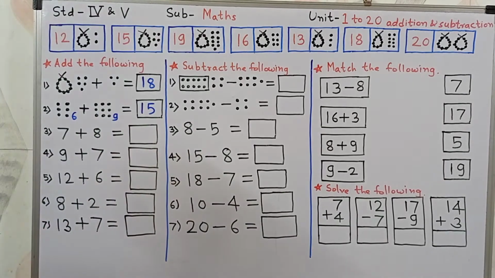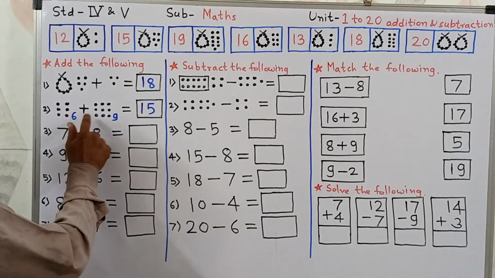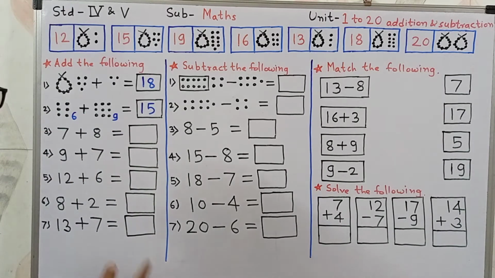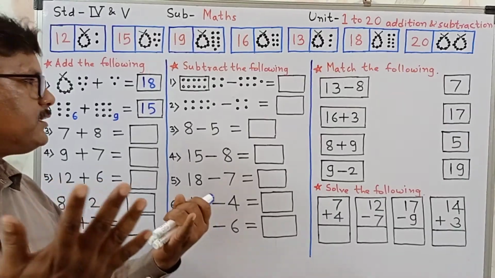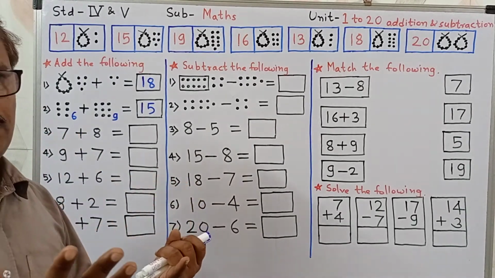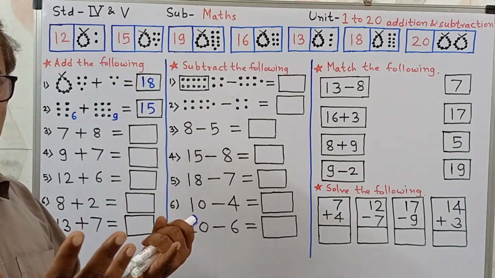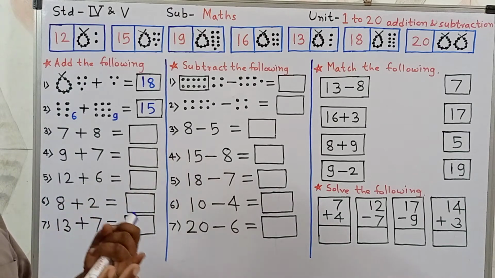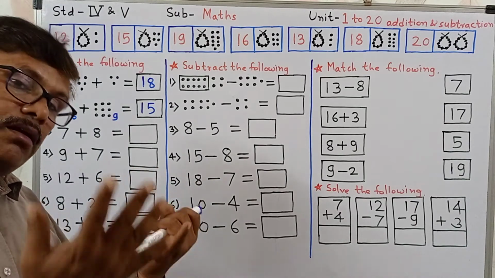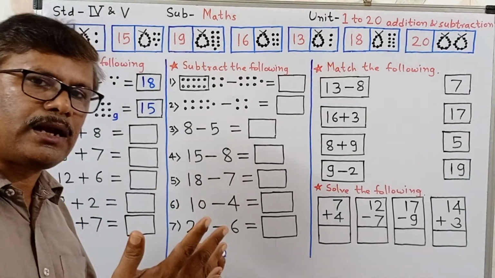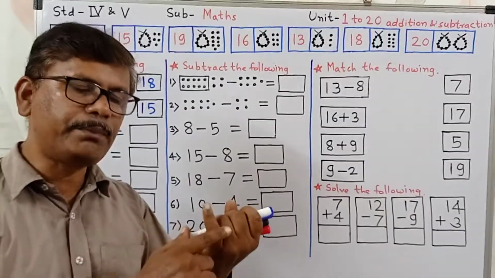Again listen. 6 plus 9. Which is the smaller number? The smaller number is 6. So take 6 fingers according to the smaller number, and count after the bigger number. The bigger number is 9. 10, 11, 12, 13, 14, 15.